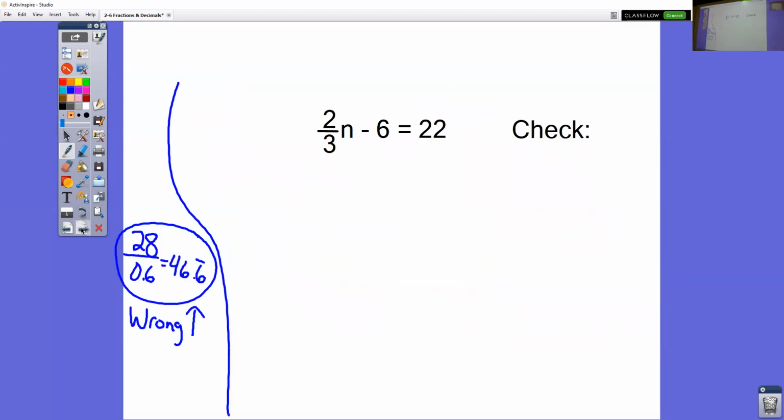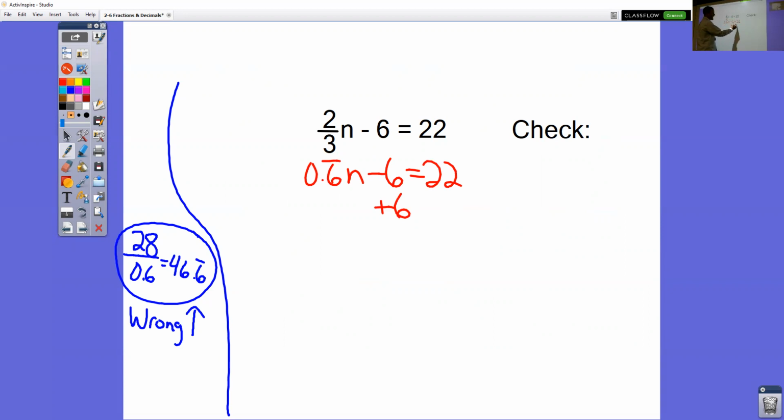In the next question, we have the fraction 2/3. 2 divided by 3, top divided by bottom, is really 0.6666666666. You want to fill up the whole screen with sixes. N minus 6 equals 22. So I'm just going to rewrite that question. Now, to solve this two-step equation, we want to try and get this 0.6 repeating n all by itself.